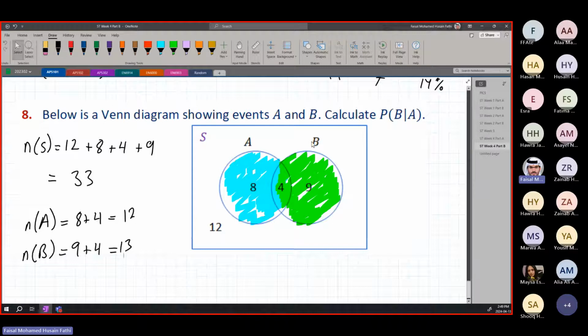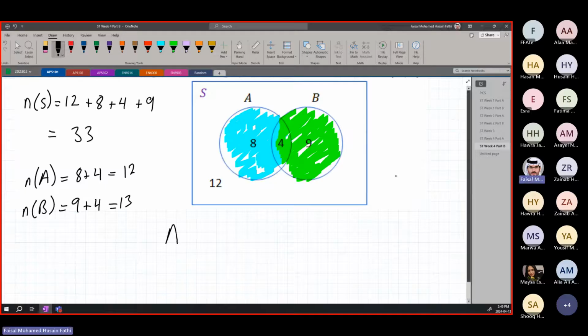So we have 13 total in B and 12 total in A, with 4 being in between them. So 4 samples are in between them. If we want to find A intersection B, it has to do with the 4. It is going to be equal to 4, right? If you remember from set theory. This is just talking about basic cardinality and the basic Venn diagram.